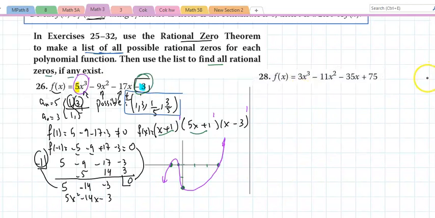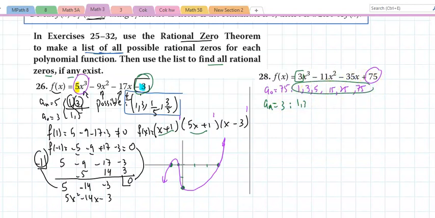How about number 28? 28, if I take the constant, that's a sub 0, that's 75. The factors of 75 are 1 times 75. 3 works. 3 and 25. 5 works. 5 and 15. That's it. And the leading term is a 3. So the factors of 3 are 1 and 3. So take all of these divided by 1. That gives you the possible zeros.